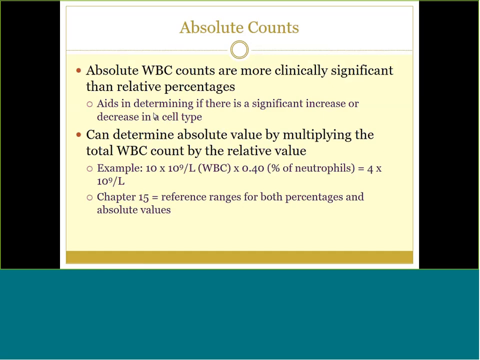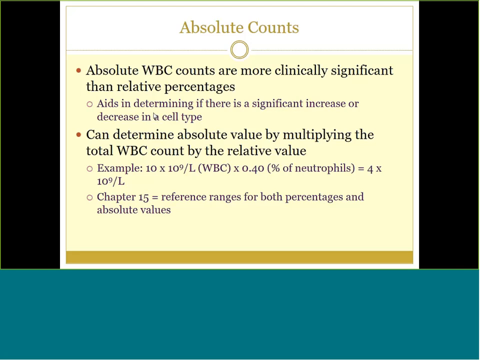So again, the relative counts are those percentages. When you are doing your manual diffs in the lab and you're counting your different white cells and coming up with 50% neutrophils, 30% lymphocytes, those are all the relative counts. That's a percentage. That's an estimate that you're saying roughly 50% of all the cells are neutrophils. So you can see that an estimate isn't that accurate. It's just giving a representation. Whereas if we calculate an absolute count, that will give us the number of cells per liter of blood, an actual number. So that's why an absolute count is a little bit more clinically significant.